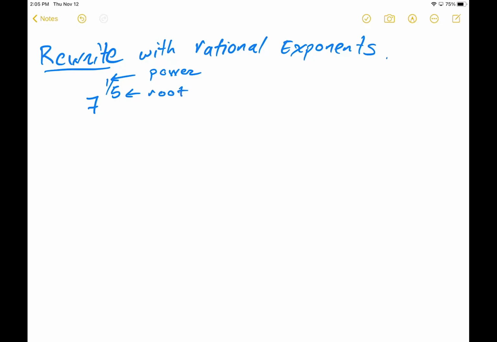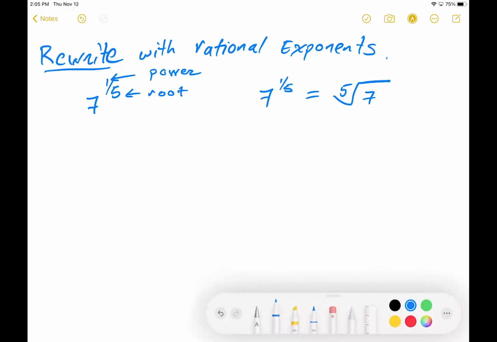So if they ask you how you can rewrite 7 raised to the 1/5 as a radical expression, well, the radical expression will be the 5th root of 7 to the 1 power, but because it's a 1 power, we don't really need to write a 1 there, right? So again, it's always the power over the root. In this case, this is what we convert to.